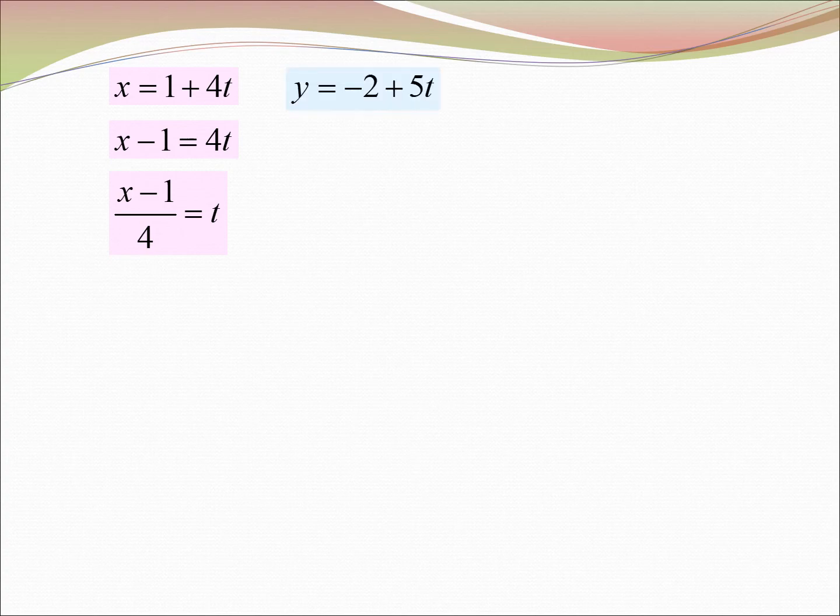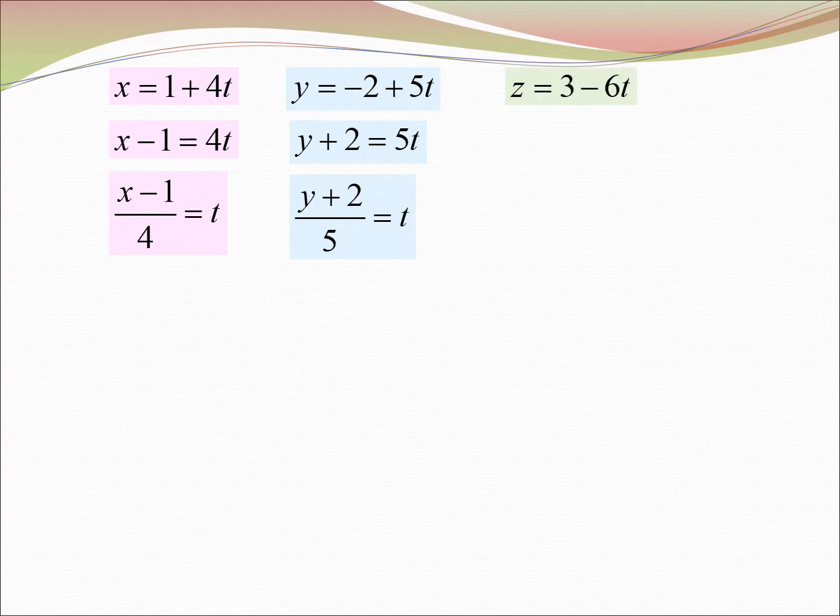Now we want to find the Cartesian equation of the straight line. We will solve for t in terms of x, y, and z. From the parametric equation, x is equal to 1 plus 4t, so x minus 1 is equal to 4t, or t is equal to (x minus 1) over 4. And from the parametric equation, y is equal to minus 2 plus 5t, so y plus 2 is equal to 5t, or t is equal to (y plus 2) over 5.